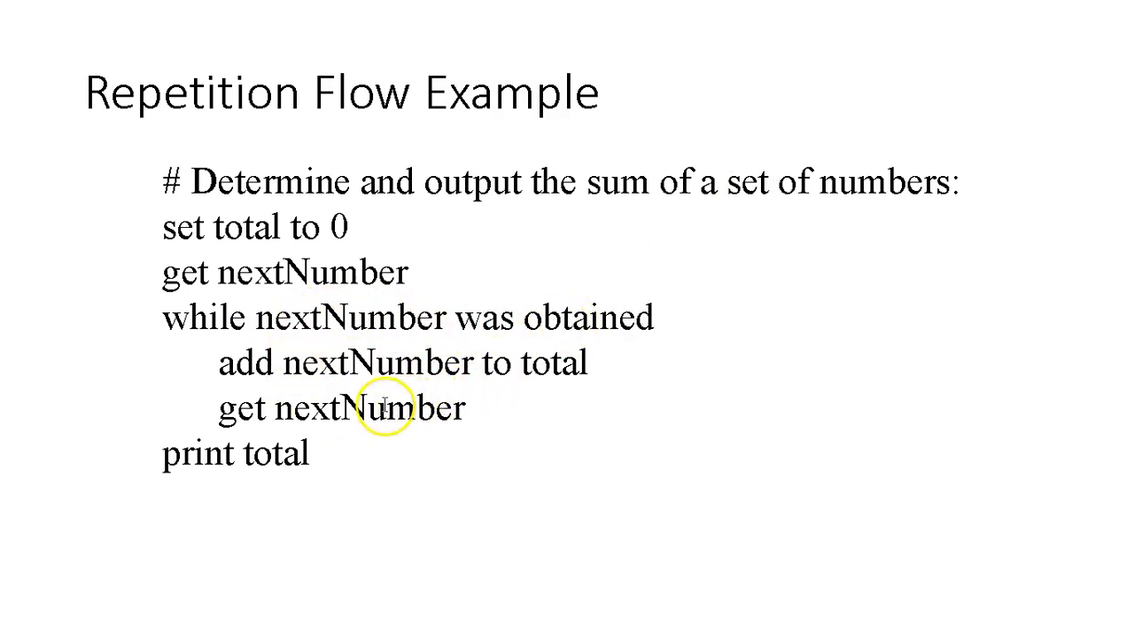But as long as there's one to get, we add next number to total, and then get next number again from the environment, the next one. This will continue until all the numbers have been obtained, added to the total, and then the total will be printed out in this next statement right here after the while loop.